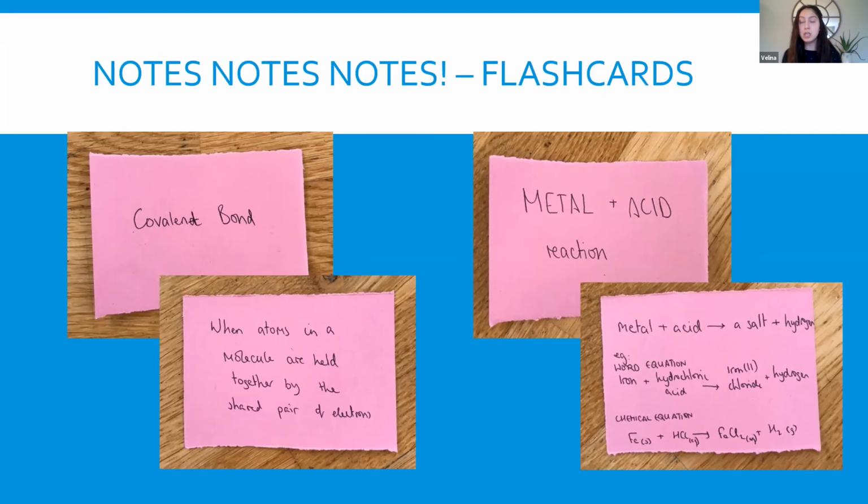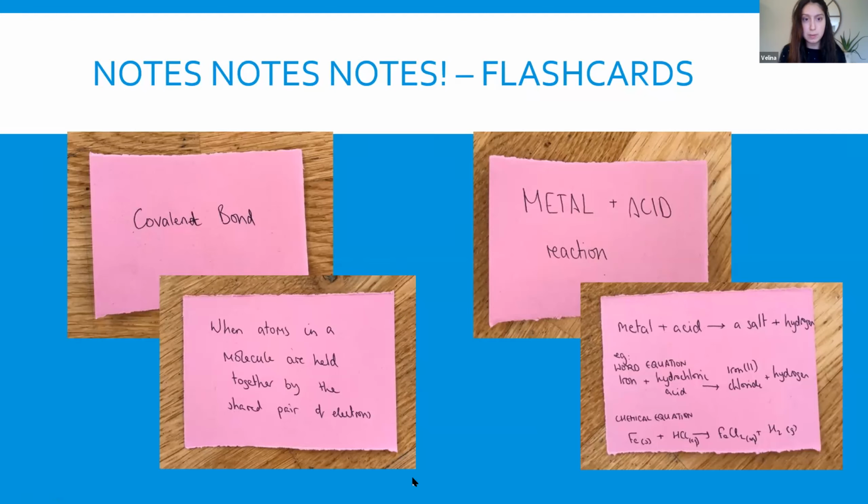And these flashcards are really helpful when you're writing them down, as the way that I think really helps is by writing the notes once and then writing them again and then rereading them. That reiterates the information in your head. And once you flip them over, you can check if you're right. And of course, if you've forgotten, then you know that your answer's on the other side. Okay, so here are some examples for covalent bond and metal and acid reaction.